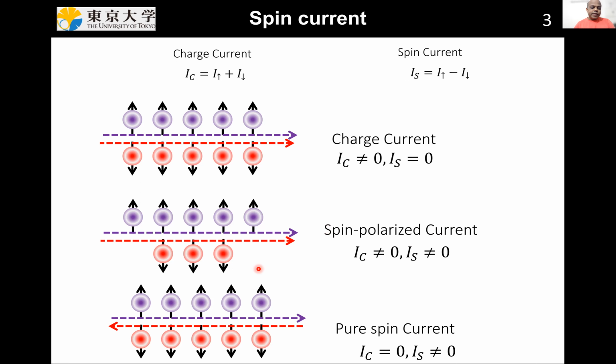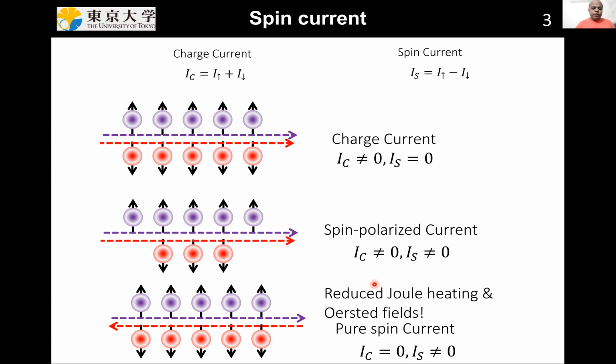But there can be a third interesting case in which we have an equal number of upspin and downspin electrons, but upspins are traveling towards the right-hand side and downspins are traveling towards the left-hand side. In this case, the charge current is zero, but the spin current is non-zero. This kind of current is called pure spin current.